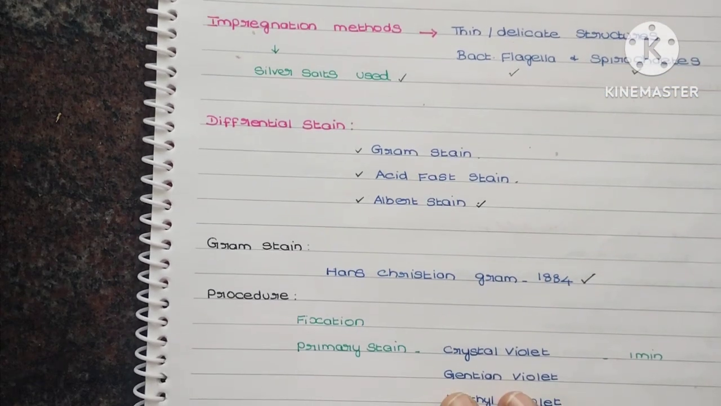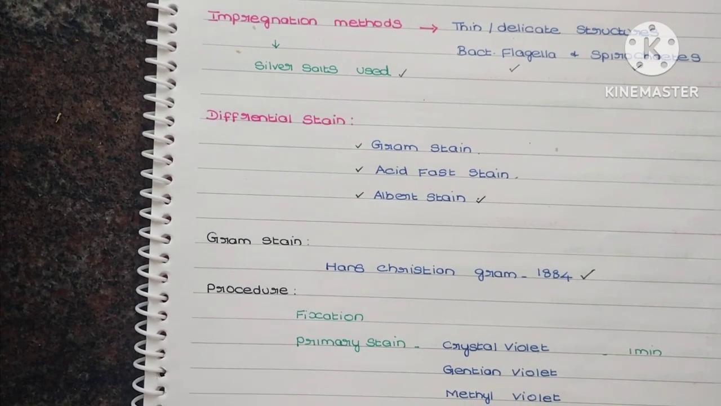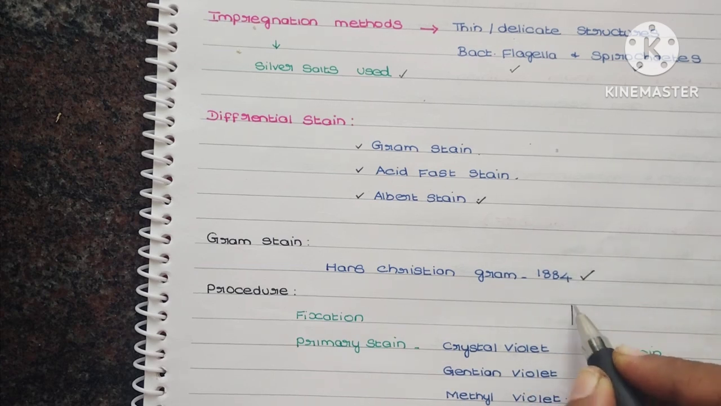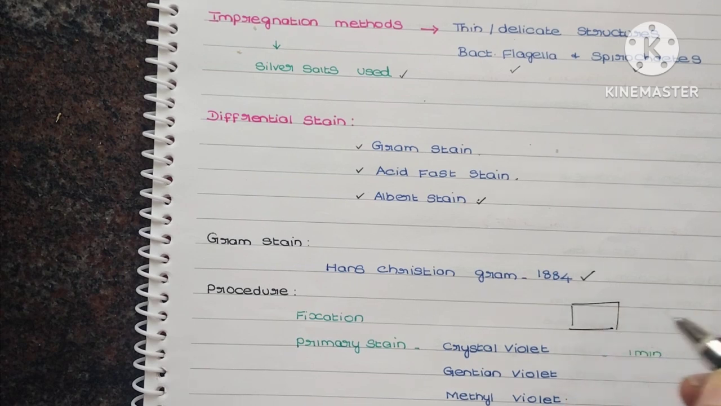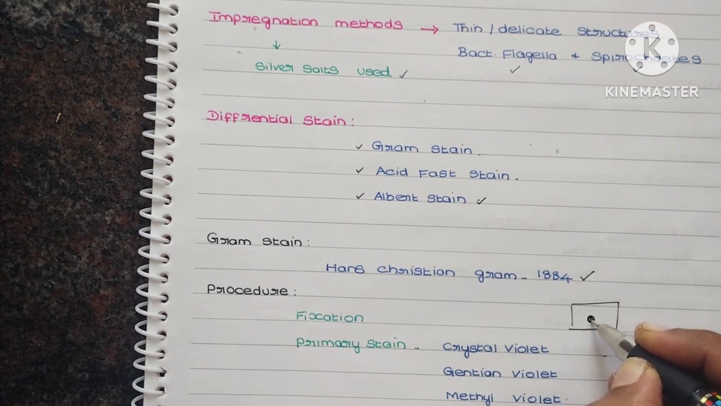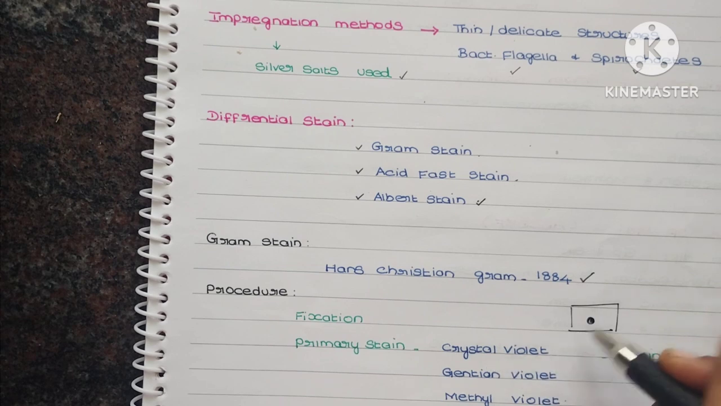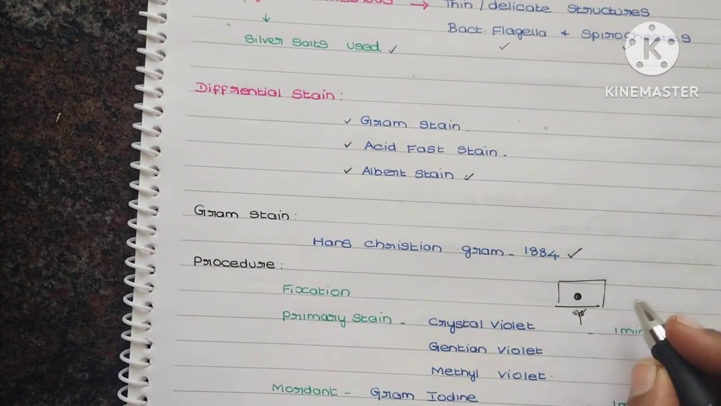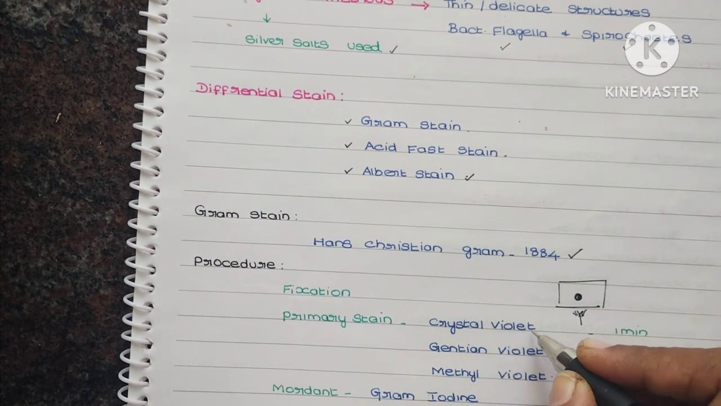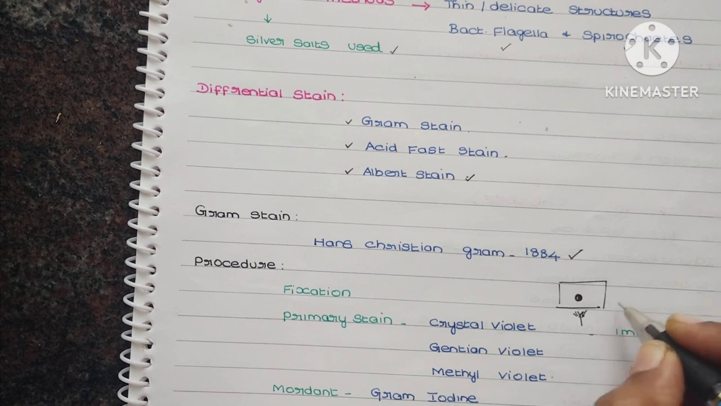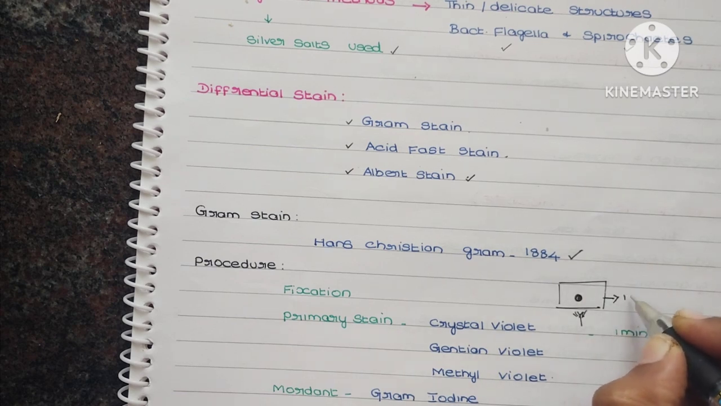Second, we'll be using a primary stain. The primary stains we use here are crystal violet, gentian violet and methyl violet. Just remember, you take a slide, take an organism culture and make a smear over it. You pass it over the flame and then keep it for air drying. Now we add a primary stain, either crystal, gentian or methyl violet, and keep it for 1 minute.